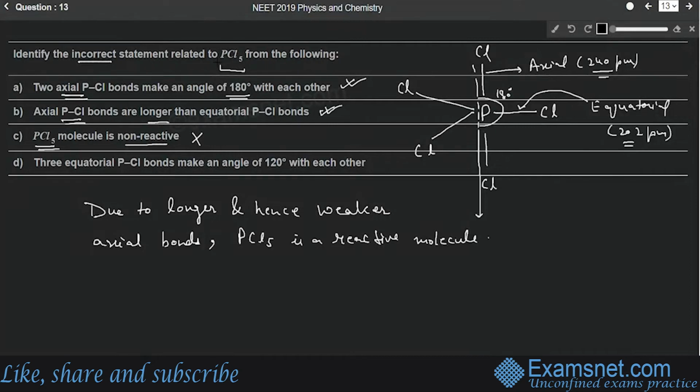Did you understand this? We know that bond length is inversely proportional to the bond strength, right? Therefore, when the bond length is more, the strength will be less, so it will break easily, right? So this is the incorrect option. Now what is the fourth one? It says three equatorial PCl bonds make an angle of 120 degree with each other. So this is also true, okay? These will form 120 degree angle with each other. So the only incorrect option is option number C.